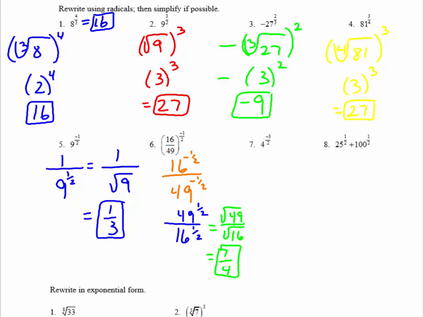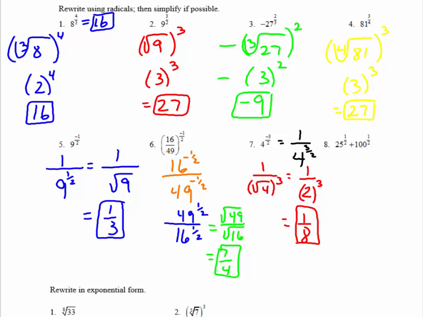Number 4, again we have a negative exponent, so be very careful. 4 to the negative 3/2, we first need to rewrite that as 1 over 4 to the positive 3/2. Now we're going to rewrite that in radical form. The power is a 3, the index is a 2, so it's the square root of 4 raised to the 3rd power. And what's the square root of 4? It's 2, then we have to raise it to the 3rd power, so we get 1 over 8.